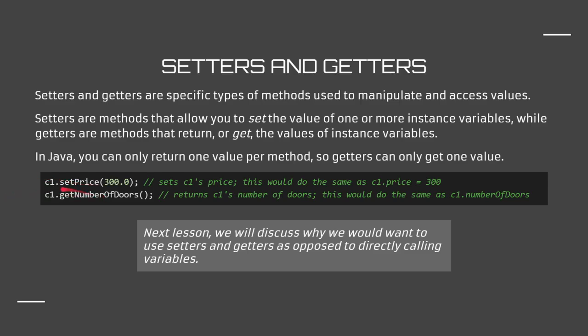So here's just more examples. If we had a car, we could do c1.setPrice, and then this is setting the variable price to 300. That is presumably what you would define this to do. It would do the same thing as c1.price equals 100. And then c1.getNumberOfDoors most likely is just returning the number of doors variable that's stored within c1. So it does the same thing as c1.NumberOfDoors.